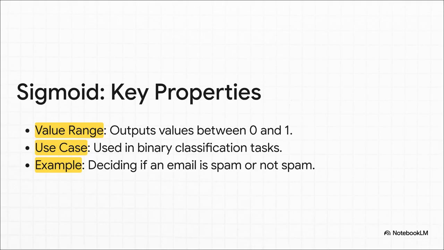That 0 to 1 output is just perfect for any situation where you need a probability. That's why, even today, you'll still find the sigmoid function being used in the final layer of a network, especially for binary classification. Simple yes or no questions like, is this email spam or not spam?